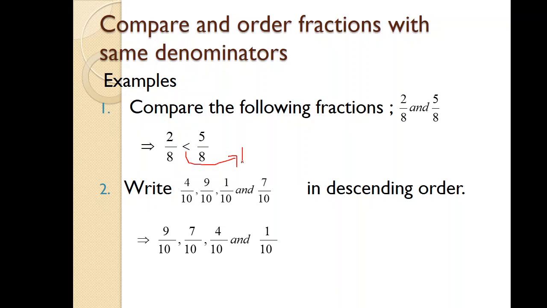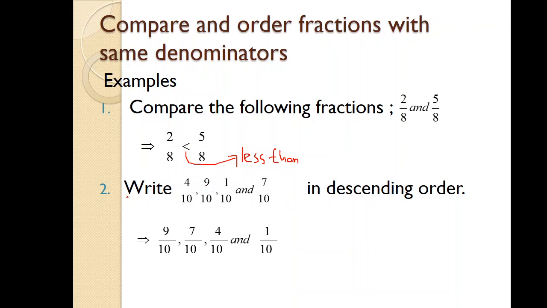So here we start by saying 2 over 8 is less than 5 over 8. This symbol means less than. That's when you are writing in words, but in math we use symbols. We have mathematical symbols. That means less than.